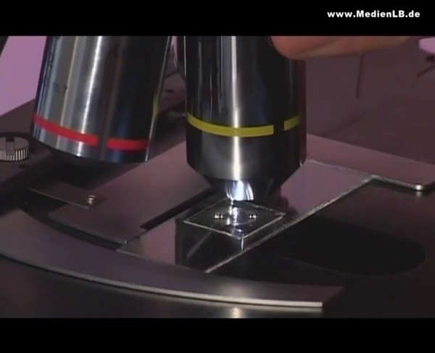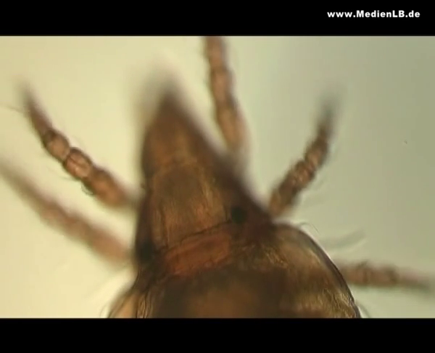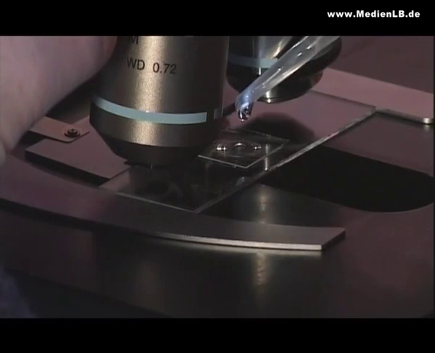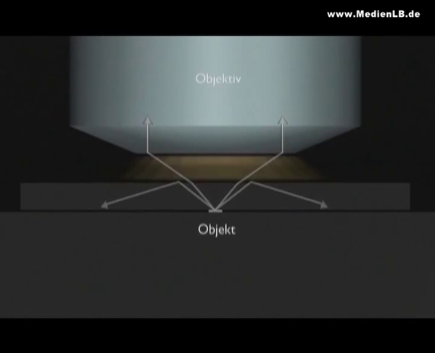To obtain a better depth of field, a drop of immersion fluid is put onto the cover glass. The light rays coming from the specimen are completely reflected by the air and do not reach the lens. If the air between specimen and lens is replaced by an immersion oil, the refractive index is altered and more light rays reach the lens, thus increasing the image quality.